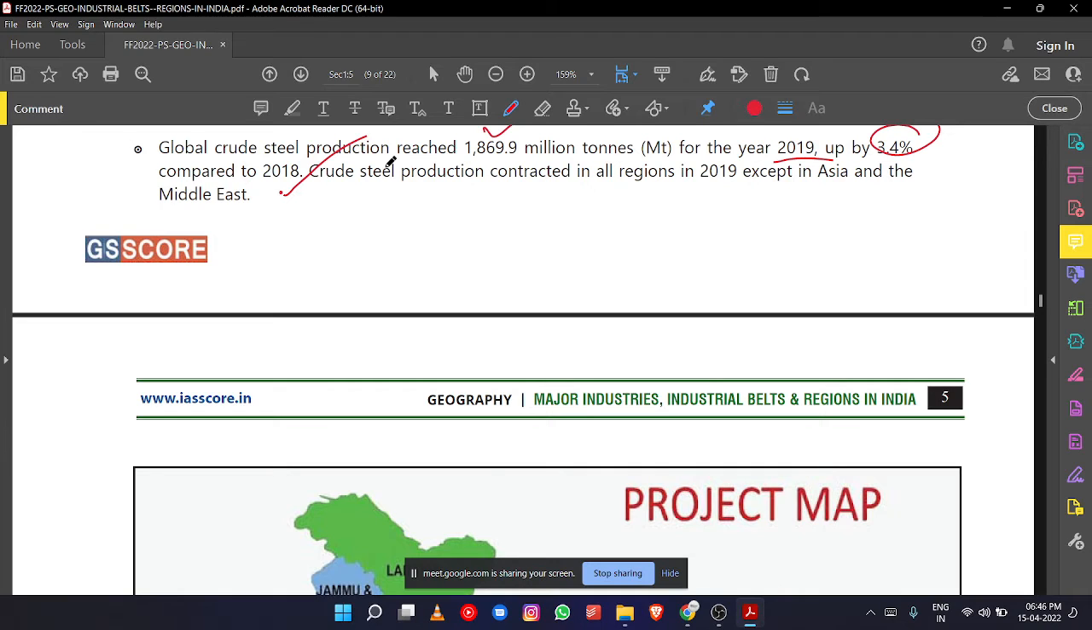In Asia, China is the major producer of crude steel. Except in Asia and Middle East, it has contracted. In the COVID times, it has contracted even in Asia and other parts of the world.